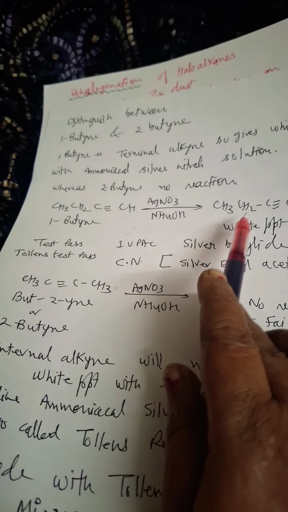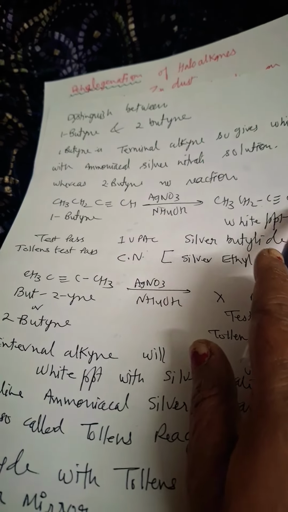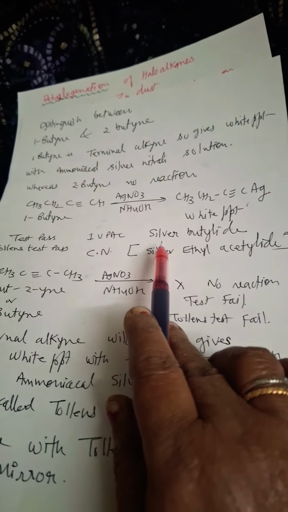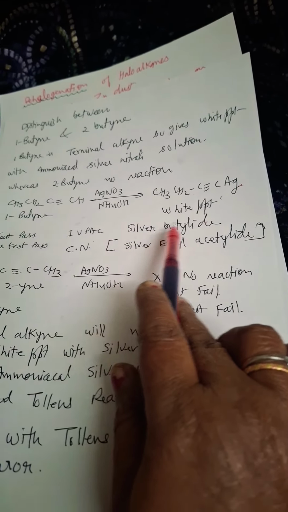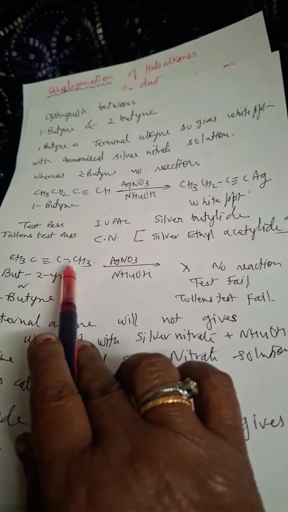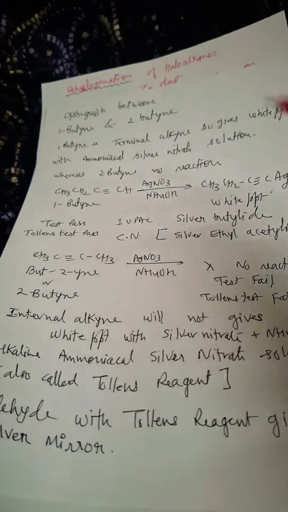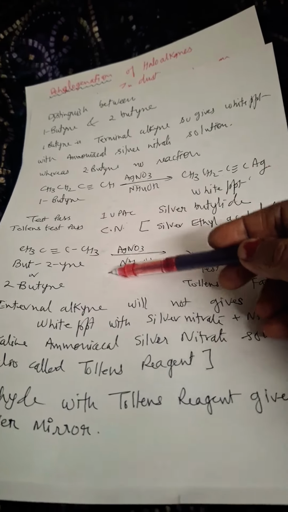So what is it? It is ethyl acetylide, silver ethyl acetylide. The common name is silver ethyl acetylide and the IUPAC name is silver butylide. Now 2-butyne, since it is an internal alkyne, will not give this test. So we can distinguish between 1-butyne and 2-butyne.